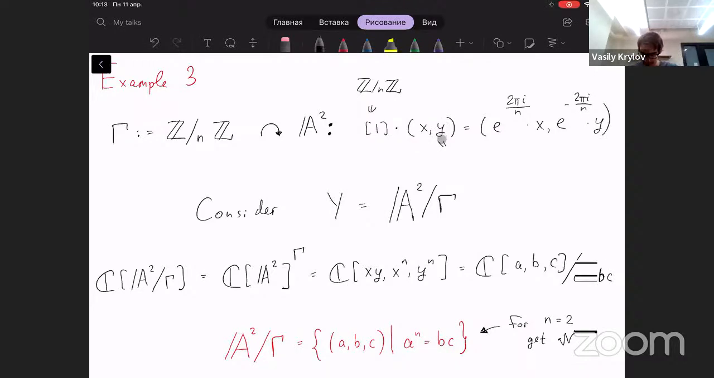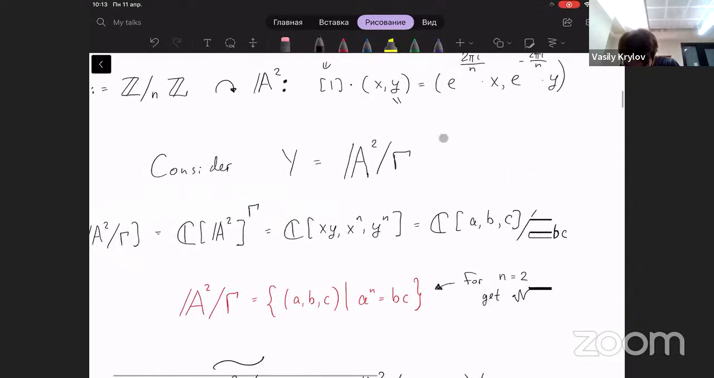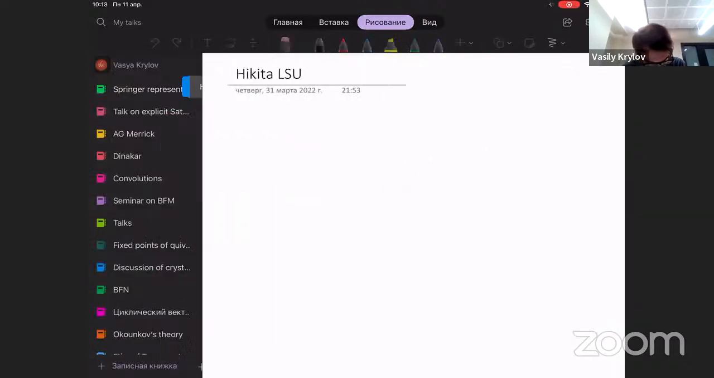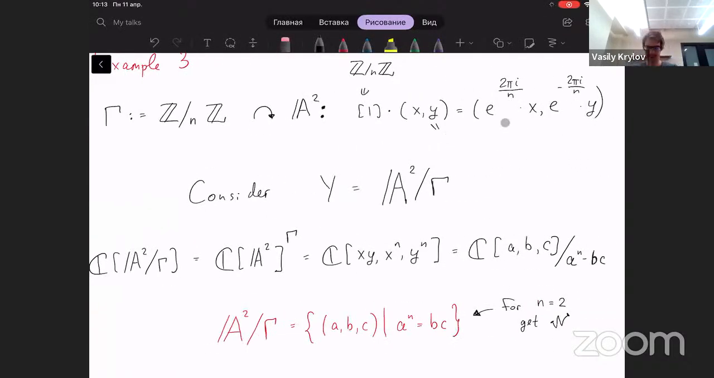Now it's clear. Sorry, one moment. Yeah, now it's okay. So the action is the following. It multiplies x by e to the power 2πi divided by n and multiplies y by e to the power minus 2πi divided by n. These are primitive roots of order n. And then our affine Poisson space Y will be A2 modulo this finite group Gamma.